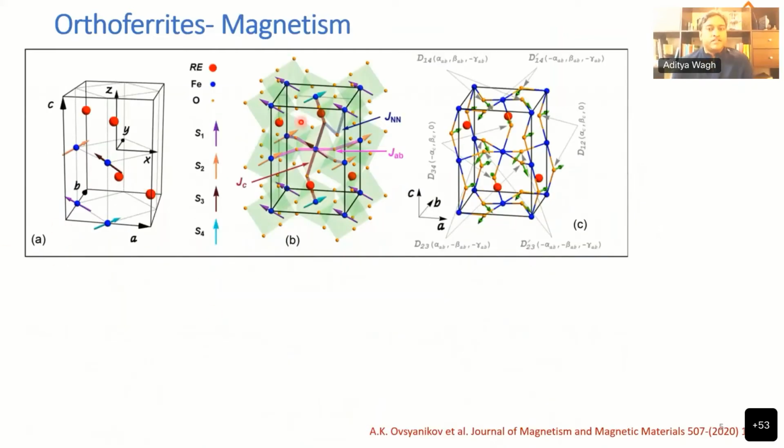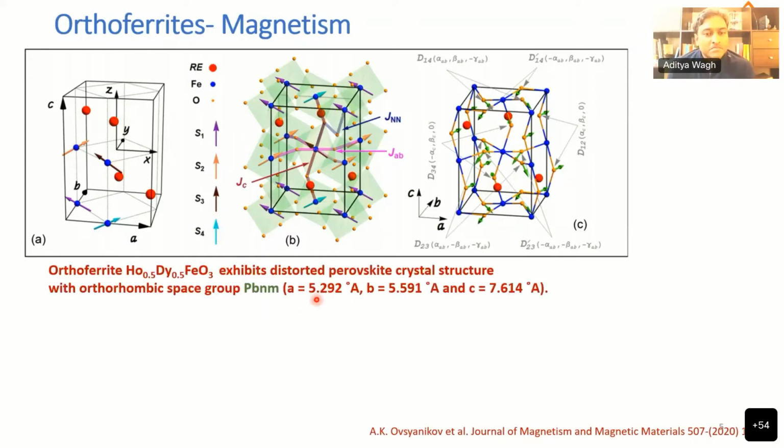So here we are going to work on this DyFeO3 system. This is a distorted perovskite structure where you have A, B, and C lattice parameters. You can see here that the rare earth is sitting at these positions, and Fe atoms are at these positions, and S1, S2, S3, S4 are Fe spin moments situated at these atomic positions. For this particular case of HoDyFeO3, we are using a single crystal for studies, and the ABC lattice parameters are these.